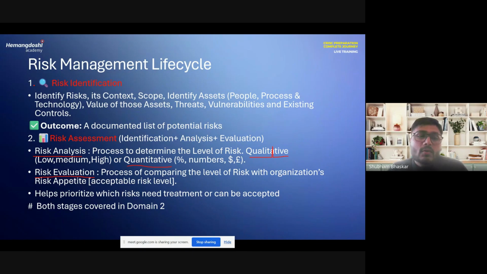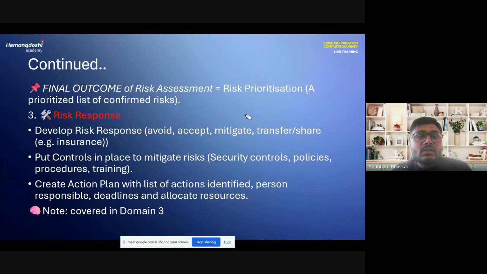Now, don't you think once you have analyzed the level of risk and evaluated whether it's above or below my appetite, you will know which risk needs treatment and which don't? Because if there is a risk within your acceptable levels, well, you don't need to do anything. You can just accept it, right? But if there is a risk beyond your acceptance level, then you have to do something about it, right? Again, both of these are covered in detail in domain 2, so I'm not going to go into details, right?